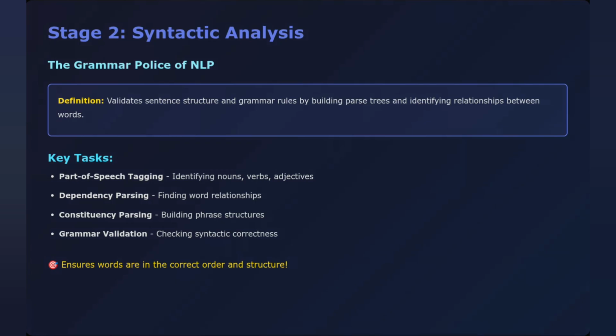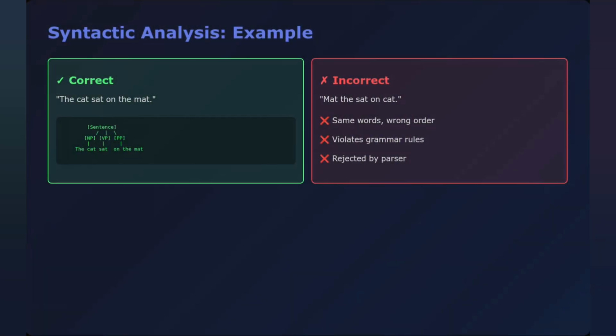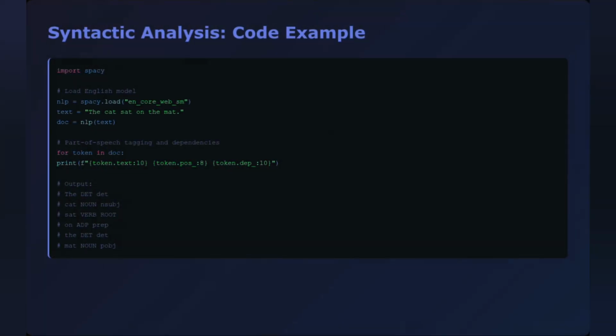Let's look at a classic example. The cat sat on the mat. The syntactic parser identifies the cat as the subject, a noun phrase, sat as the main verb, and on the mat as a prepositional phrase describing where the action happened. Now compare this to mat the sat on cat. Even though these are the same words, syntactic analysis would flag this as incorrect because the word order violates English grammar rules.